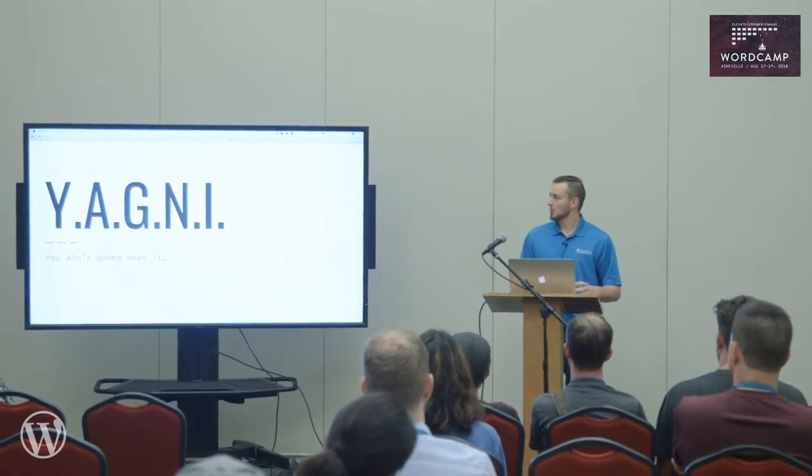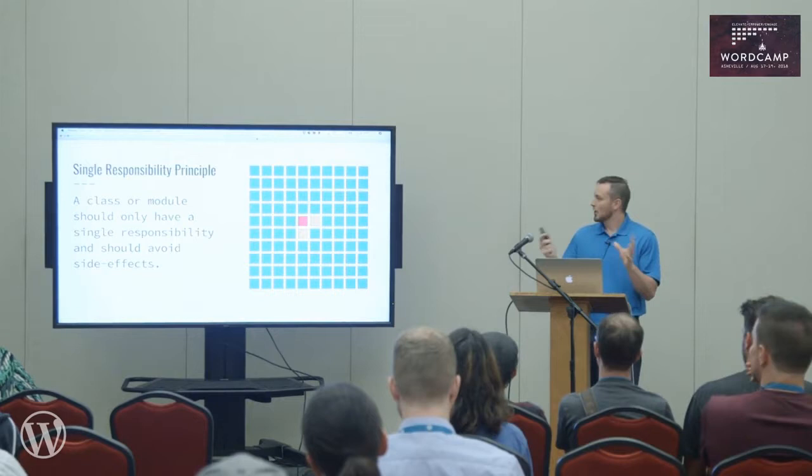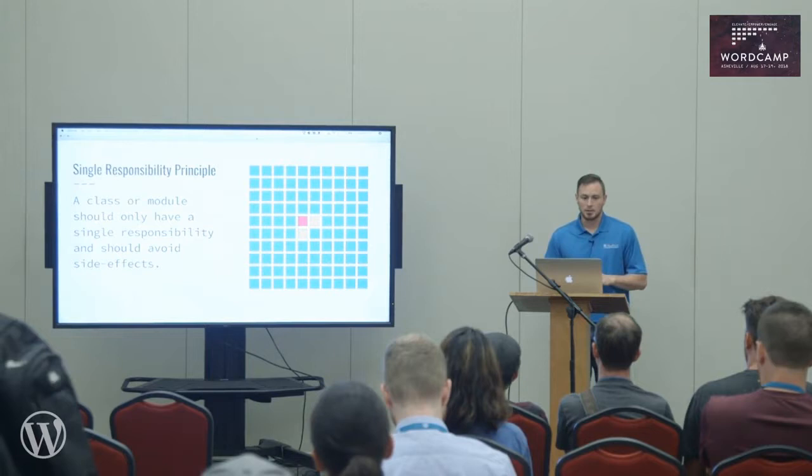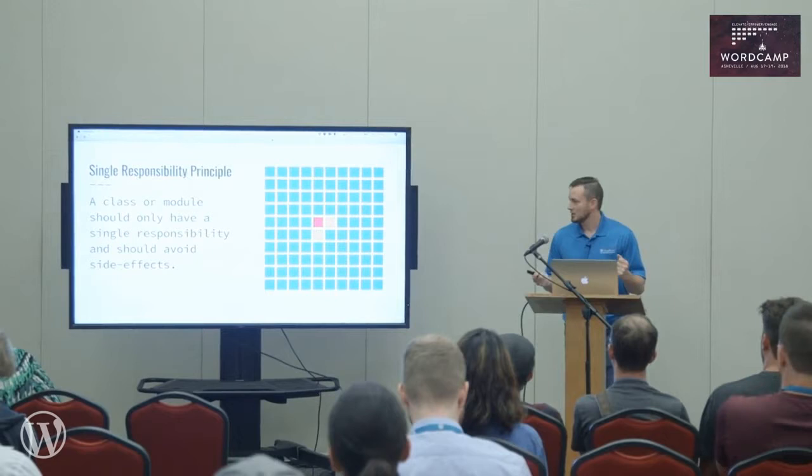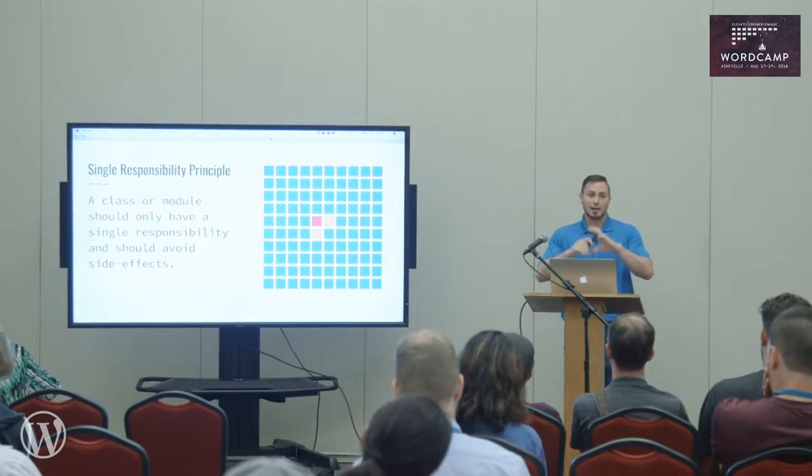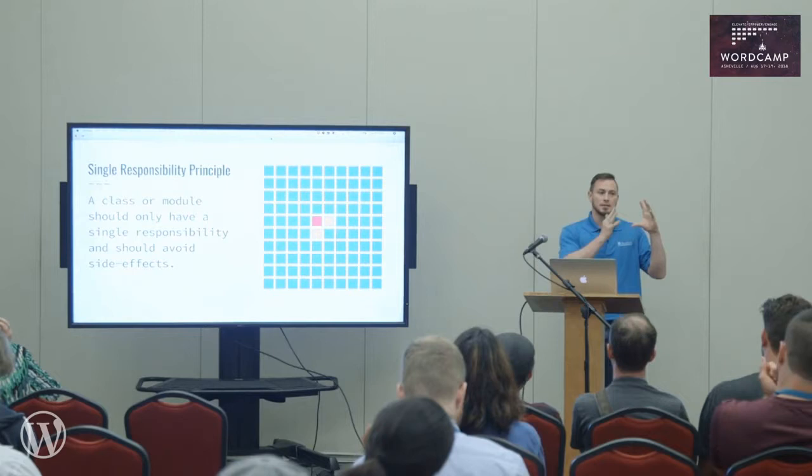We'll run through a few coding principles here. This one is the single responsibility principle, which basically says that software entities should have only a single responsibility and should avoid side effects. Which basically means, for example, if you're looking at a system as a whole, you should be able to clearly identify sections of responsibility, right?